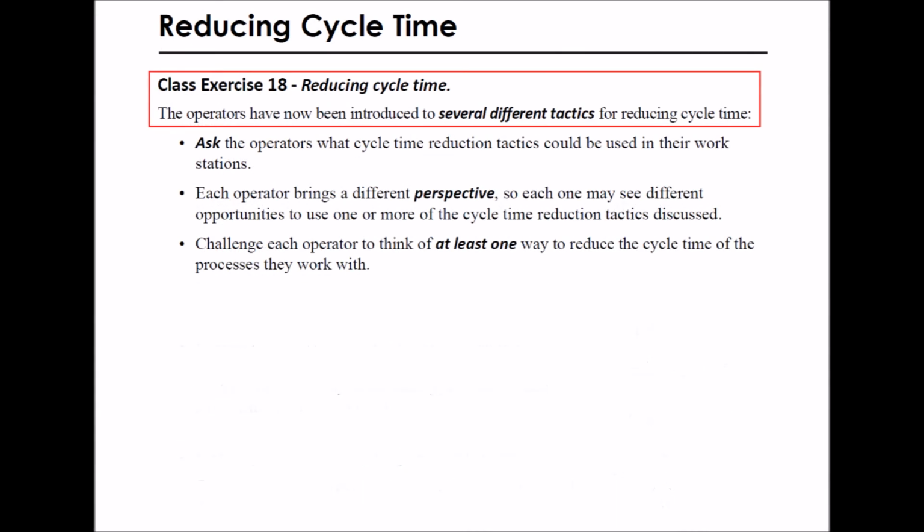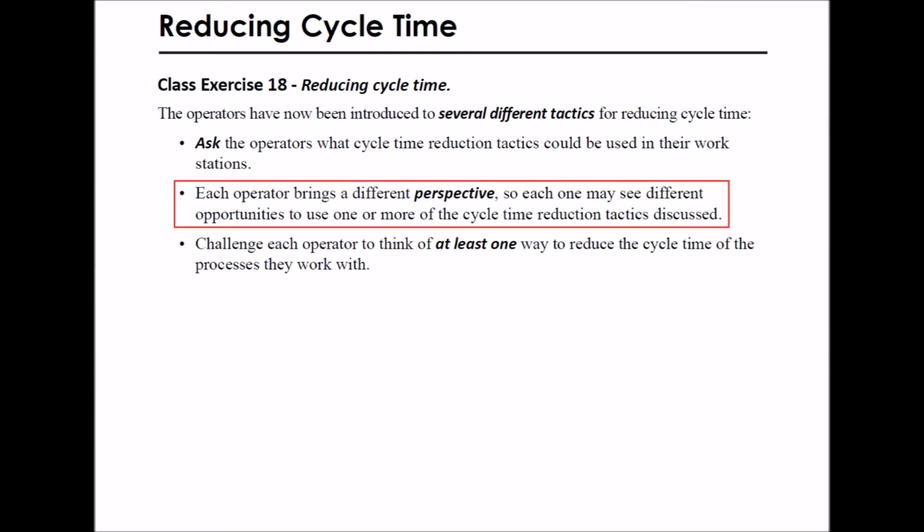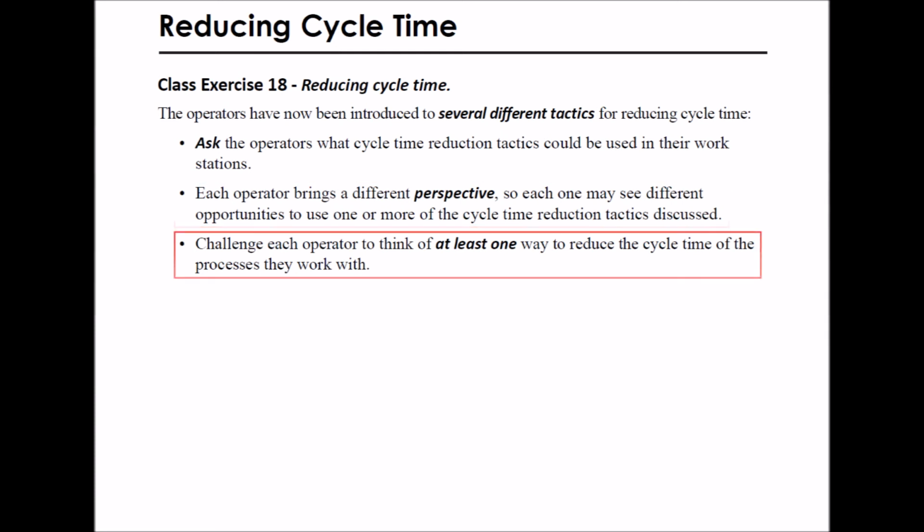The operators have now been introduced to several different tactics for reducing cycle time. For class exercise 18, ask the operators what cycle time reduction tactics could be used in their workstations. Each operator brings a different perspective, so each operator may see different opportunities to use one or more of the cycle time reduction tactics discussed. Challenge each operator to think of at least one way to reduce the cycle time of the processes that they work with.